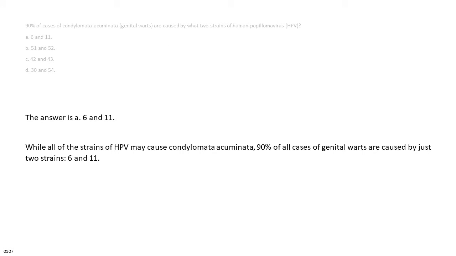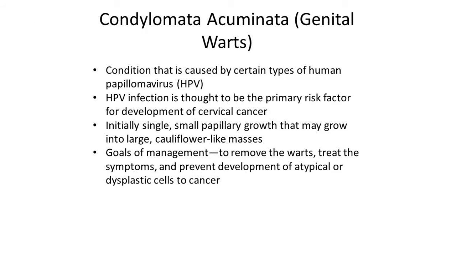The answer is A. 6 and 11. While all of the strains of HPV may cause Condylomata acuminata, 90% of all cases of genital warts are caused by just two strains, 6 and 11.